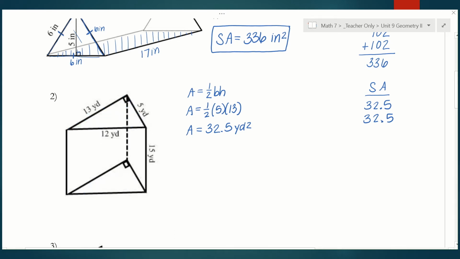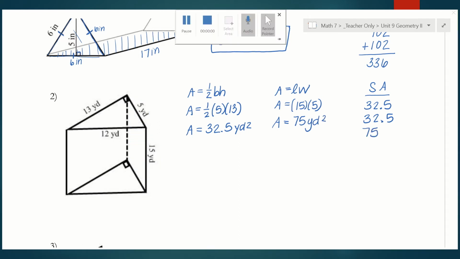So I am going to erase this, and let's start. We need a length times width. Why don't we start with this side over here? You guys see this rectangle? I'm going to shade it so it's easier to see. So that rectangle has a length and width of 15 and 5. So 15 times 5 is going to be 75. So I'm going to add a 75 in my list.